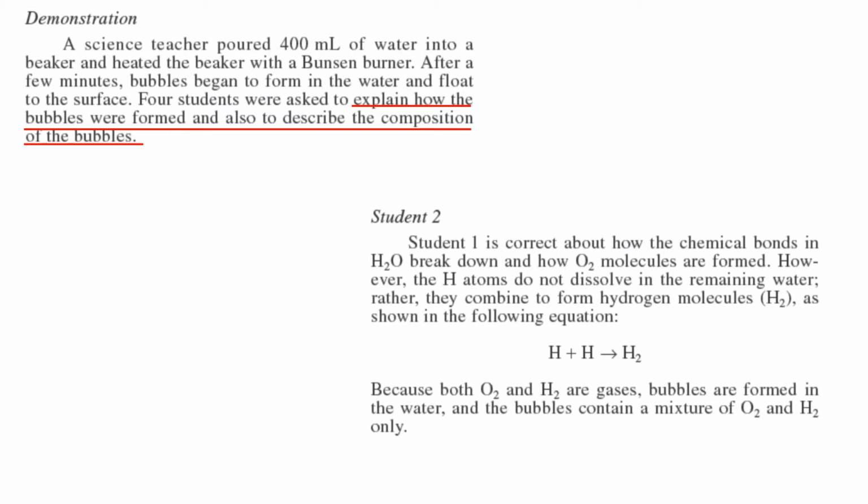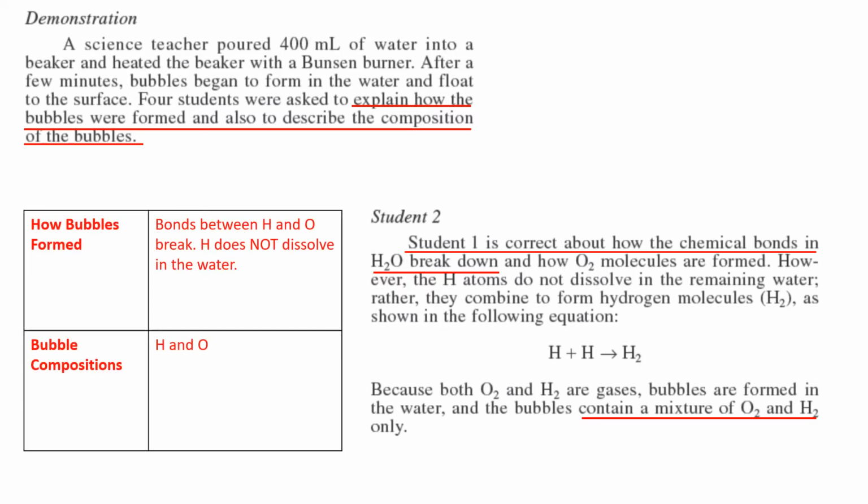Student 2 says student 1 is correct in how the chemical bonds break down. So they're saying again, the bonds break, but the H doesn't dissolve, so you have a mixture of O2 and H2. So the bonds do break, H does not dissolve, and the bubble composition is hydrogen and oxygen.